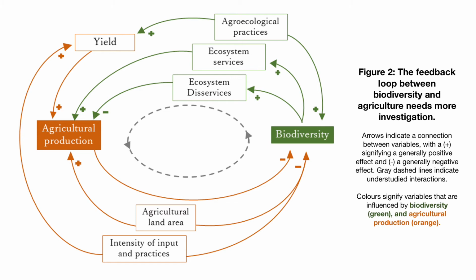And what we aim to emphasize here, shown by the dashed gray lines, is that we need more research to understand the feedback loop between biodiversity and agricultural production. For example, we know a lot about the impacts of agricultural production on biodiversity. And we're beginning to know more about the benefits of biodiversity in agricultural production. But we need to look at these variables as complex and interacting variables, and how changed biodiversity will affect agricultural production, or indeed how changes to agricultural production can benefit biodiversity.